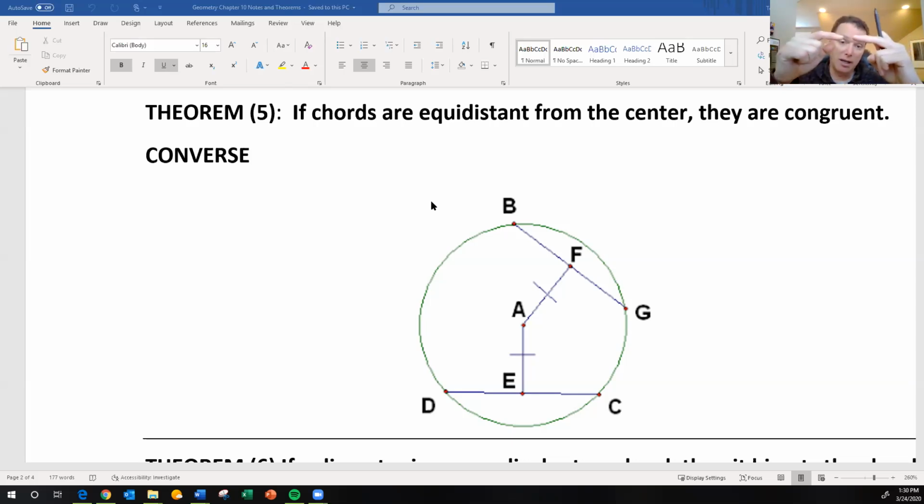So that means if I take a chord and move it up and down within my circle, I'll show you that in just a second. If I get them to the point where the two chords are equidistant from the center, then they're congruent. And similarly, if they're congruent, they're equidistant from the center.